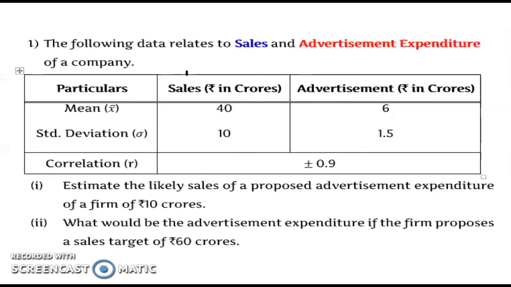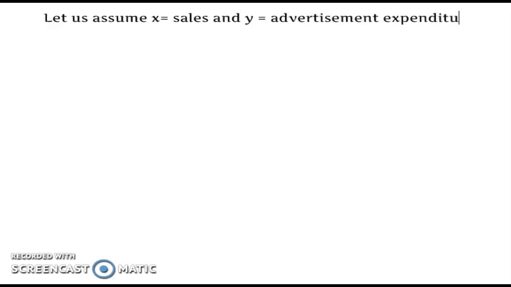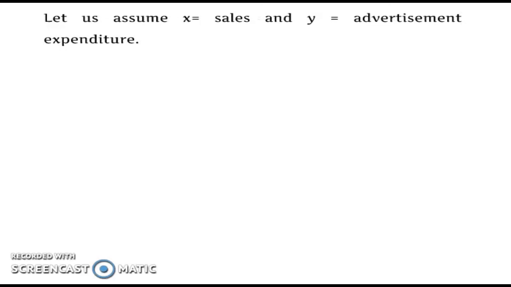x is equal to our first value, which is sales, I guess. Yeah, sales. We are assuming x as sales and y as advertisement expenditure. Okay, so we made this assumption, then we can find out the values depending upon the information given.